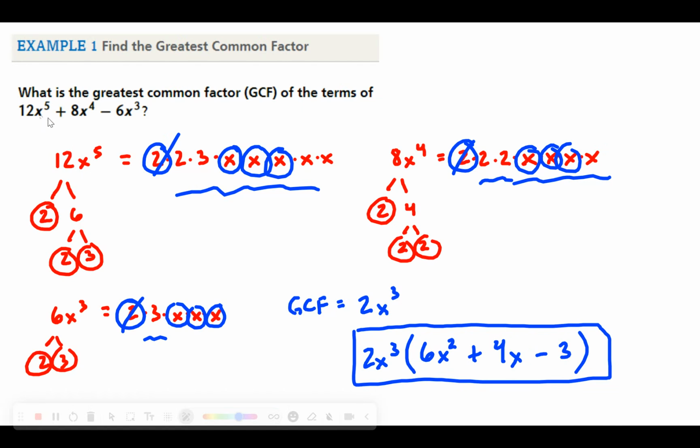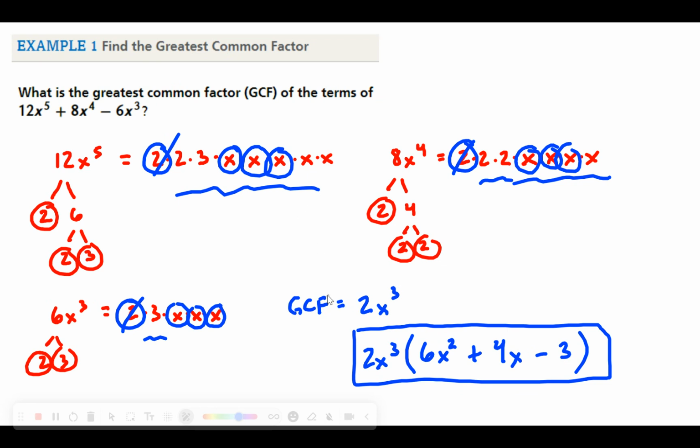So notice that 12 divided by 2 is 6, 8 divided by 2 is 4, negative 6 divided by 2 is negative 3. Then with the exponents, with the x to the third, we subtract 3 from every exponent. X to the fifth minus 3 is x to the second. X to the fourth minus 3 is x to the first. There's a hidden 1 there. And x to the third minus 3 is x to the 0, and it goes away. And this is what we're looking to do, pulling out GCFs.